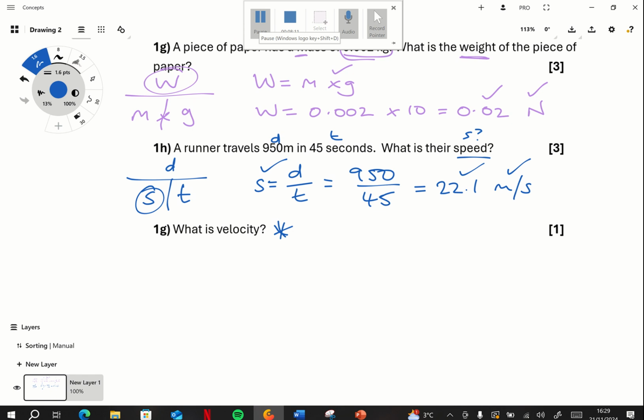What is velocity? It's speed with a direction. So there's the first part on vectors, scalars, mixing those all together, and various calculations. So we've got weight, which is a vector. We've got speed, which is a scalar, and we've got velocity, which is a vector. So I hope that helps.